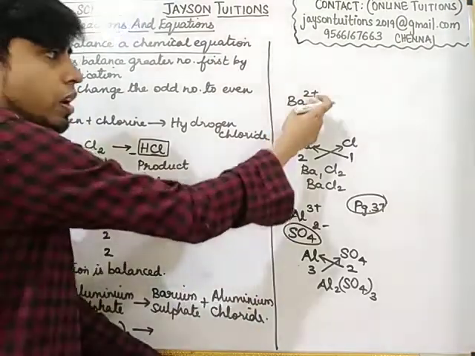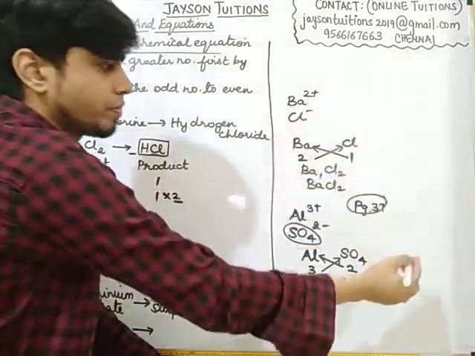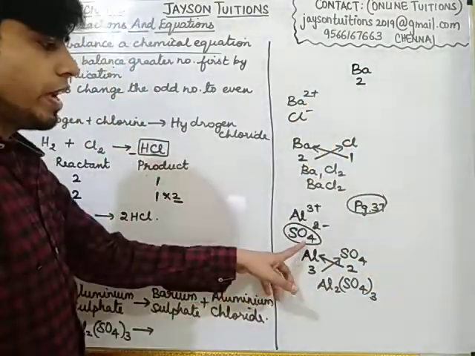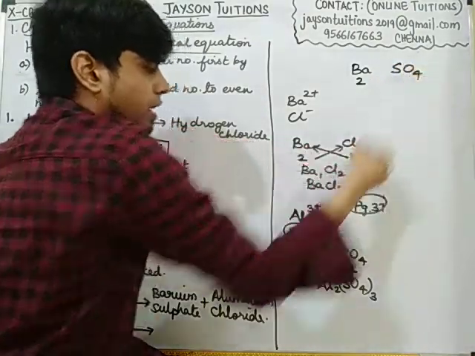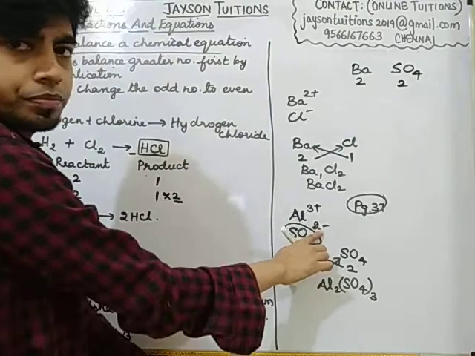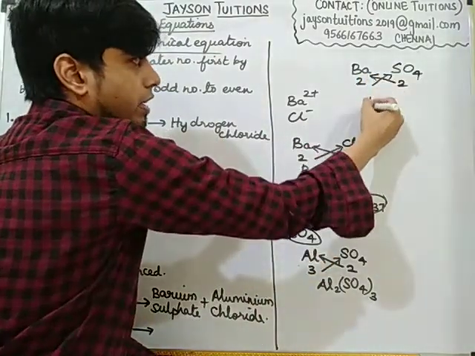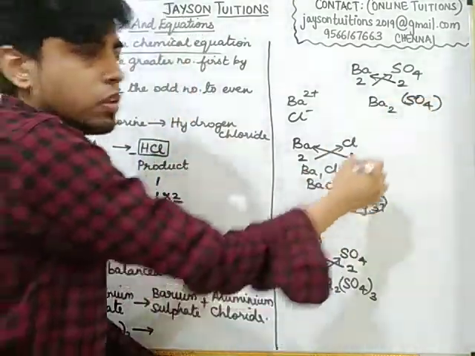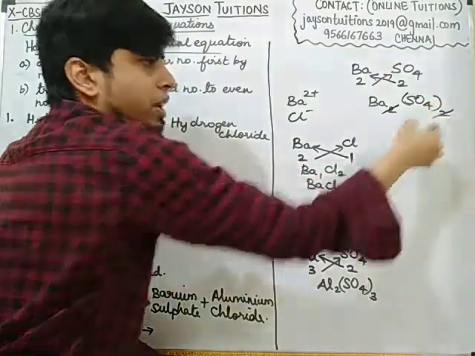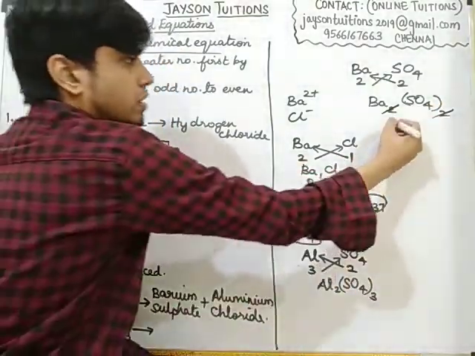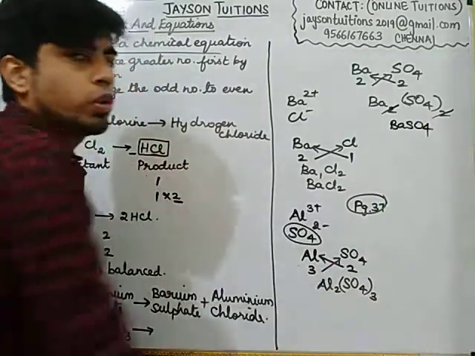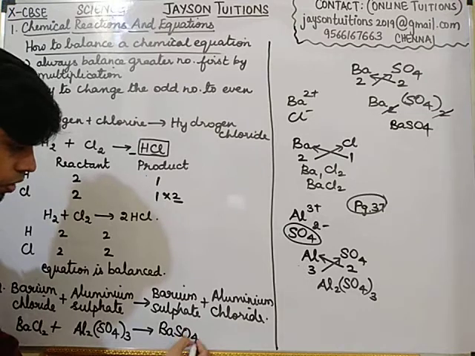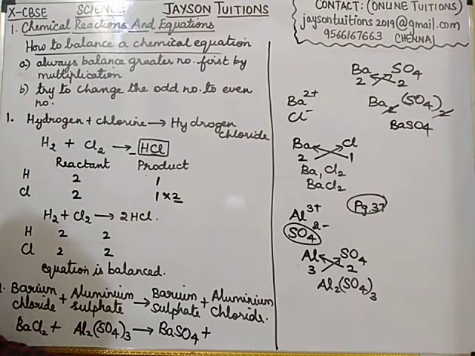Barium I have already written here, it is Ba2 plus. So barium sulfate means barium, the number is 2, sulfate is SO4, the number is 2. When I crisscross, for barium I will get 2, and for SO4 sulfate also I will get 2. The same number will get cancelled, so I will get BaSO4. This is the formula for barium sulfate. So BaSO4 plus aluminium chloride.